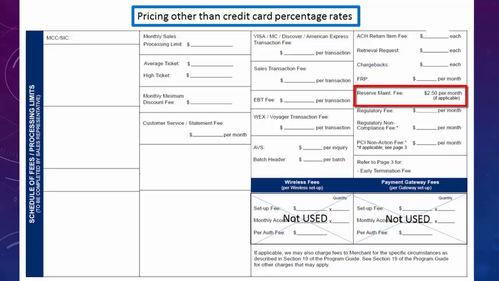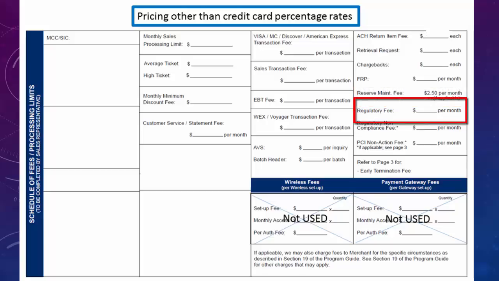This section here, reserve maintenance fee, that says $2.50 per month if applicable. This is generally never used. Only if your merchant was established in a high risk department and requires a reserve, they charge the merchant a $2.50 per month fee. This would not be found, generally speaking, in 99% of all the accounts, especially any retail account like that. So this is generally a non-issue.